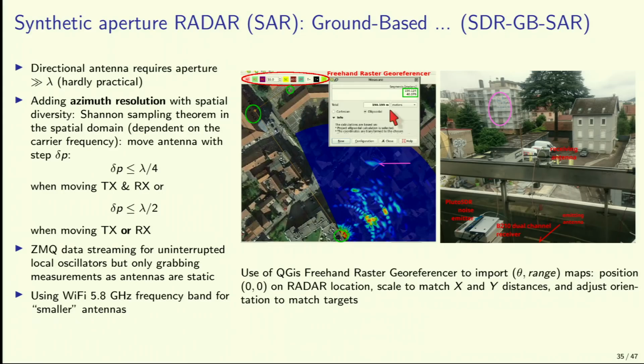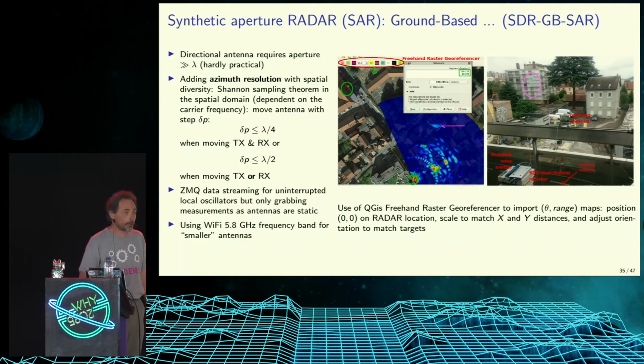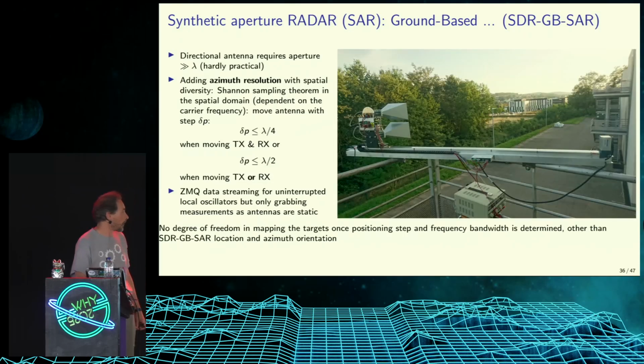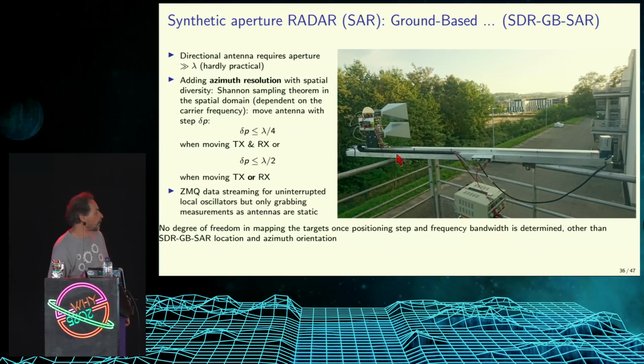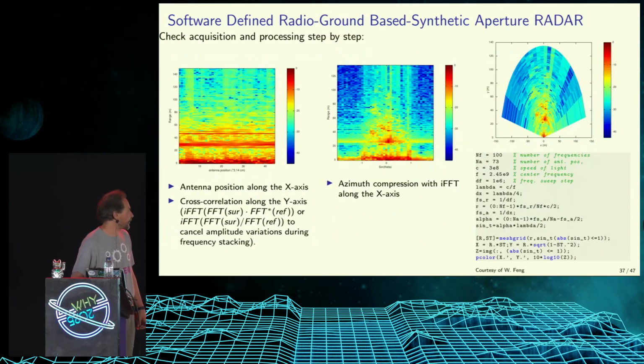And the beauty of this, if you feed this to QGIS, is that there is no degree of freedom. The only degree of freedom is the orientation, but the range is only determined by the bandwidth, and the azimuth is only determined by the step of your antenna motion. So this is synthetic aperture radar, taking measurements for various locations and inverse Fourier transform along the azimuth position. Later, I got a bit more money. I bought myself a nice rail. Now this is all automated. You can move the antenna automatically, and that will give you the synthetic aperture radar measurement.